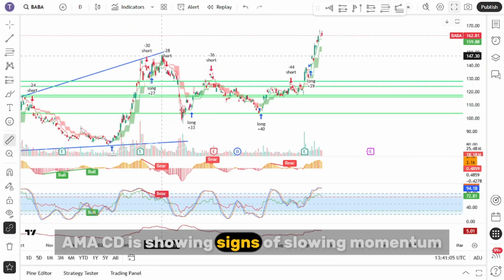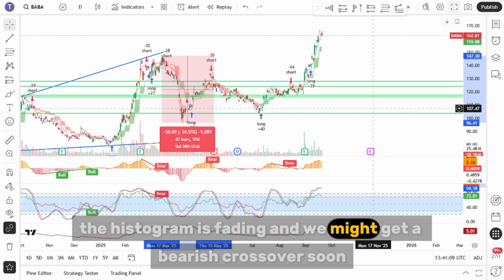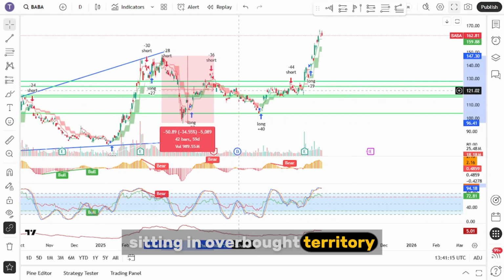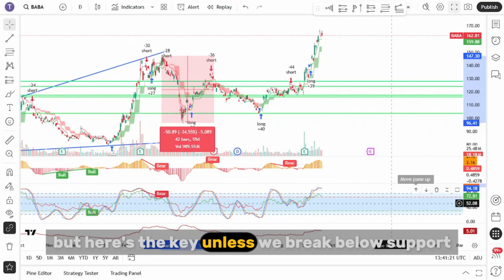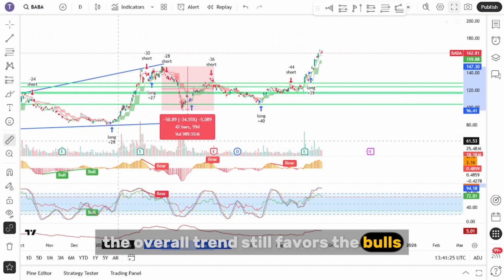MACD is showing signs of slowing momentum. The histogram is fading, and we might get a bearish crossover soon. Combine that with the stochastic oscillator sitting in overbought territory. This could be a setup for a short-term dip. But here's the key. Unless we break below support, the overall trend still favors the bulls.